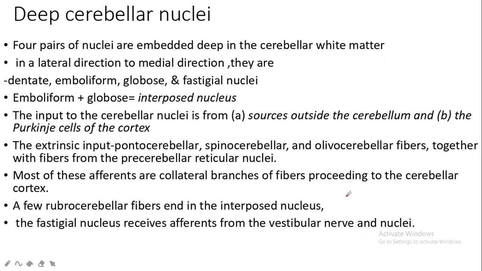The deep cerebellar nuclei, basically, we have 4 pairs of the deep cerebellar nuclei embedded within the white matter of the cerebellum. In a lateral to medial direction, we have the dentate nucleus that looks like teeth, so it's called dentate. And then we have the emboliform nucleus. Then we have this globe-like nucleus that we call the globose nucleus. And then we have the fastigial nucleus. So we have the D from lateral, the E, the G, and the F, right? I don't know what mnemonic you can create from there.